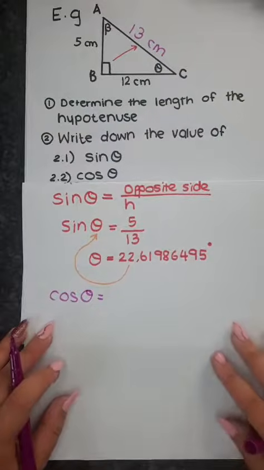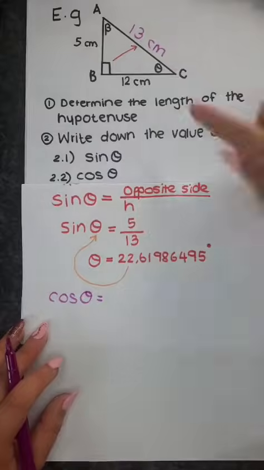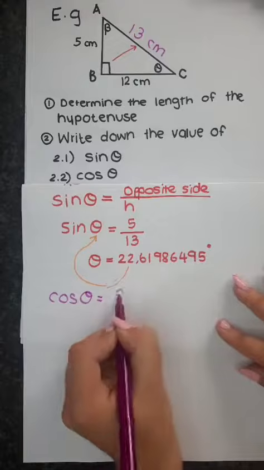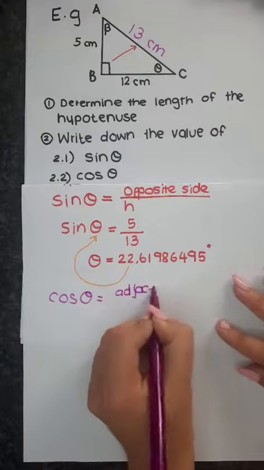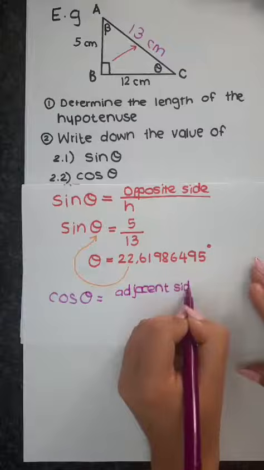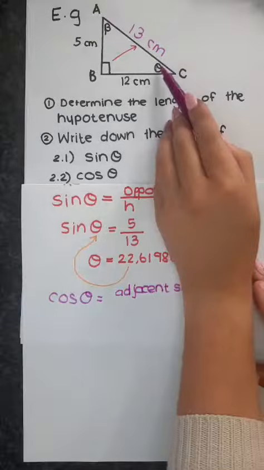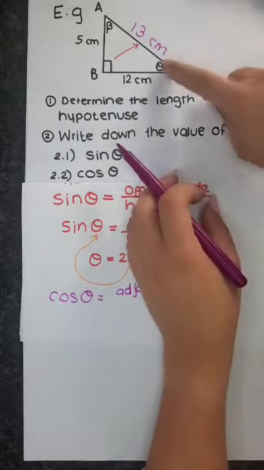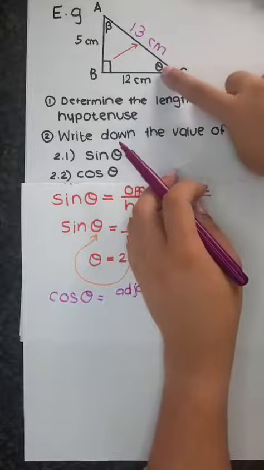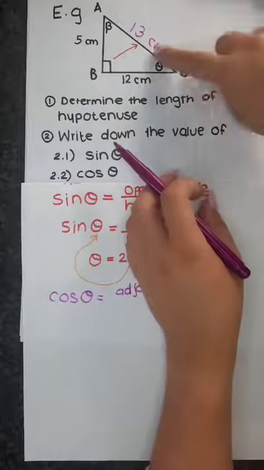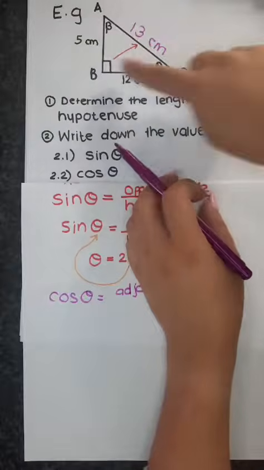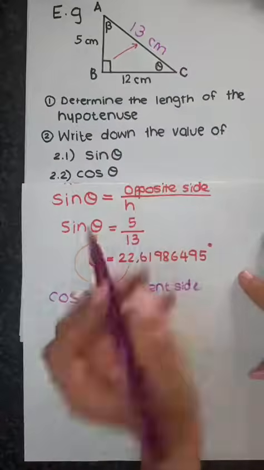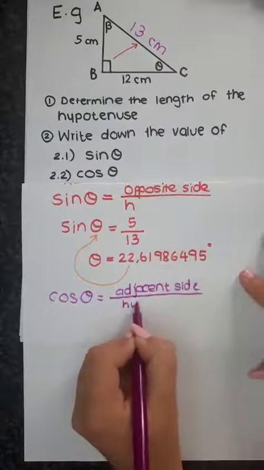Okay, cos theta. What is cos theta? What is my ratio for cos? Cos theta is the adjacent side. When I say the adjacent side, I mean you look where the theta is and the side next to it. And I know some of you might be saying, but ma'am, this side is also next to theta. This is the hypotenuse. This is opposite the 90, so this is the hypotenuse. So this one is the adjacent. Adjacent side over the hypotenuse.